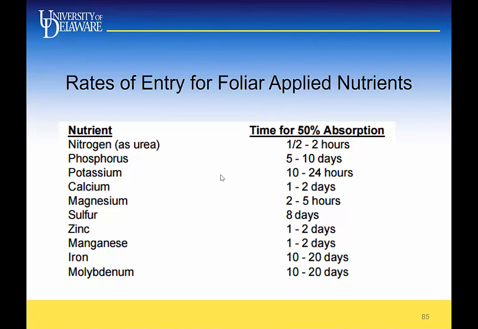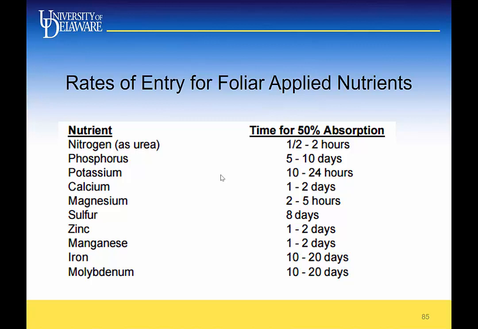So if you apply foliar nitrogen, you're getting that in the leaf within a 2-hour period. Phosphorus, say 5 to 10 days, has to be on that leaf. Potassium, within a day. Calcium takes up to 2 days to get into the leaf. Magnesium, just a few hours. Sulfur and zinc, manganese, well, sulfur is 8 days. Yeah, 8 days. Zinc and manganese, 1 to 2 days. And then iron, molybdenum, it takes a long time to get them into the leaf.